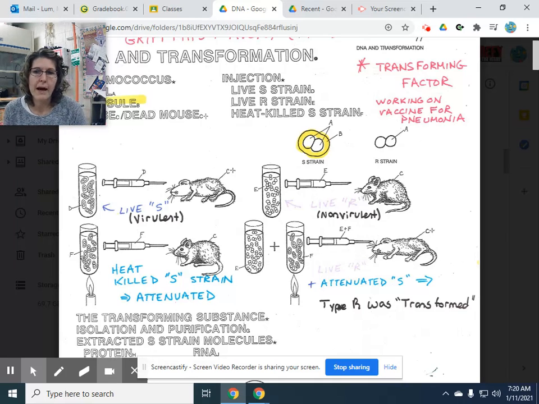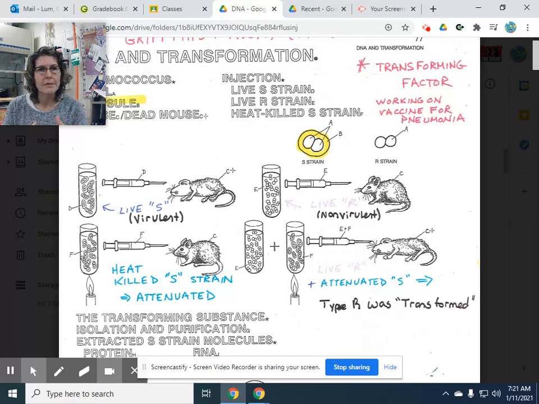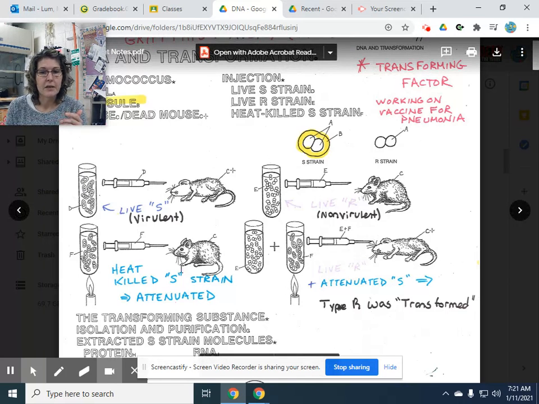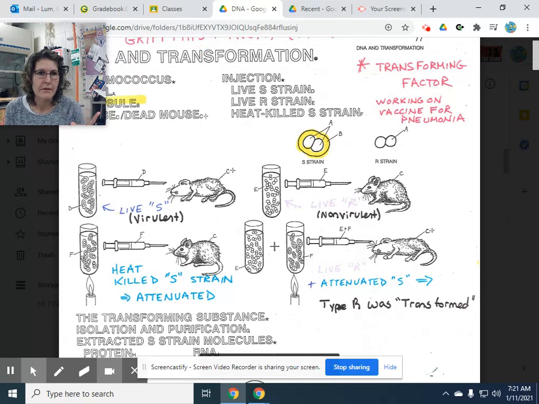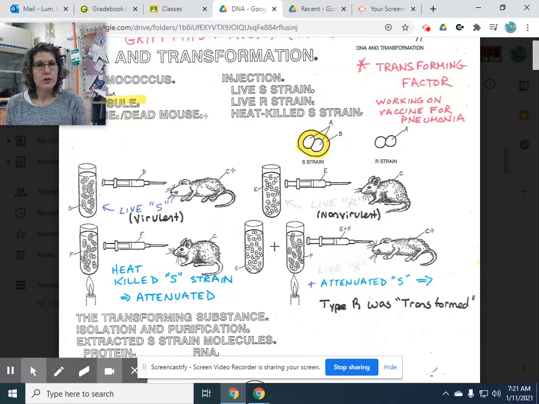They said, how about if we take that live R, which was non-virulent, non-deadly, and the attenuated heat-killed S strain, which didn't kill either, and put them together. When they did that, even though the live R was non-virulent and the attenuated strain was non-virulent at that particular time, when they put the two of them together, the mouse died. What happened was that type R, this rough coat bacteria, was transformed. Even though the bacteria is dead, the genetic material inside of it, they didn't know this at the time, kind of protected itself.